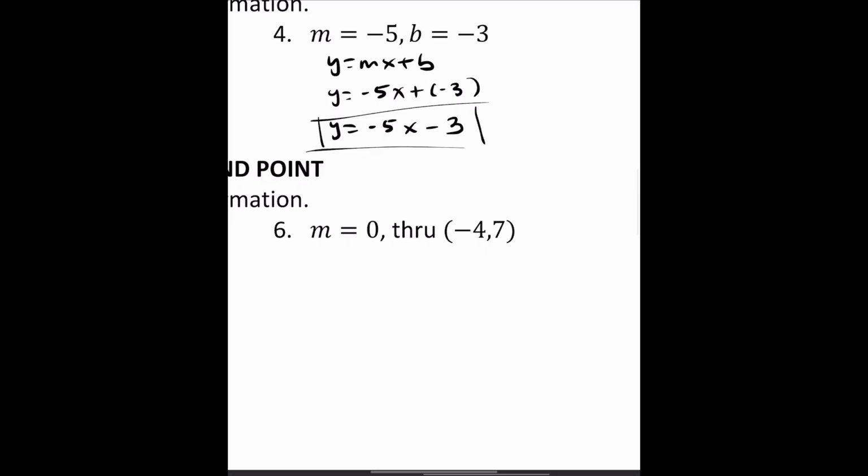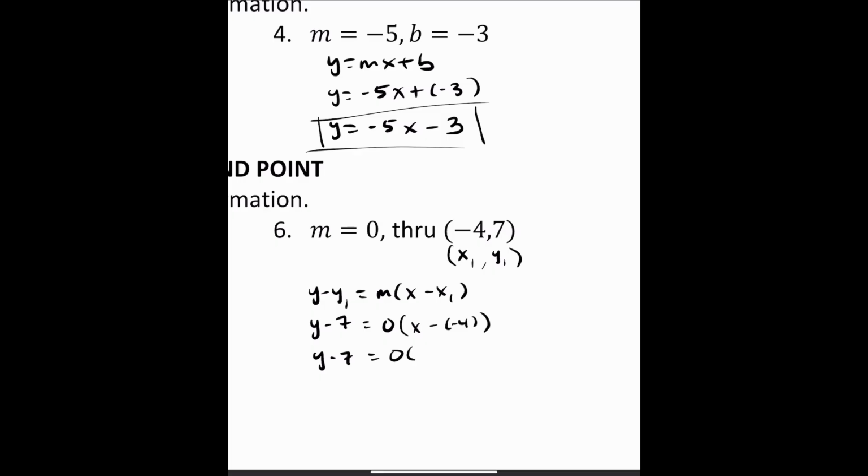Now moving on to number 6, we have m equals 0, and you have a point of negative 4 comma 7. So I'll say x1, y1 for this point, and then using my point-slope form, because look, we do have a point and a slope. So y minus y1 equals m times the quantity of x minus x1. So y minus 7 equals 0 times x minus negative 4. And then I'm going to simplify, so it's y minus 7 equals 0 times the quantity of x plus 4, because that negative times a negative is a positive.